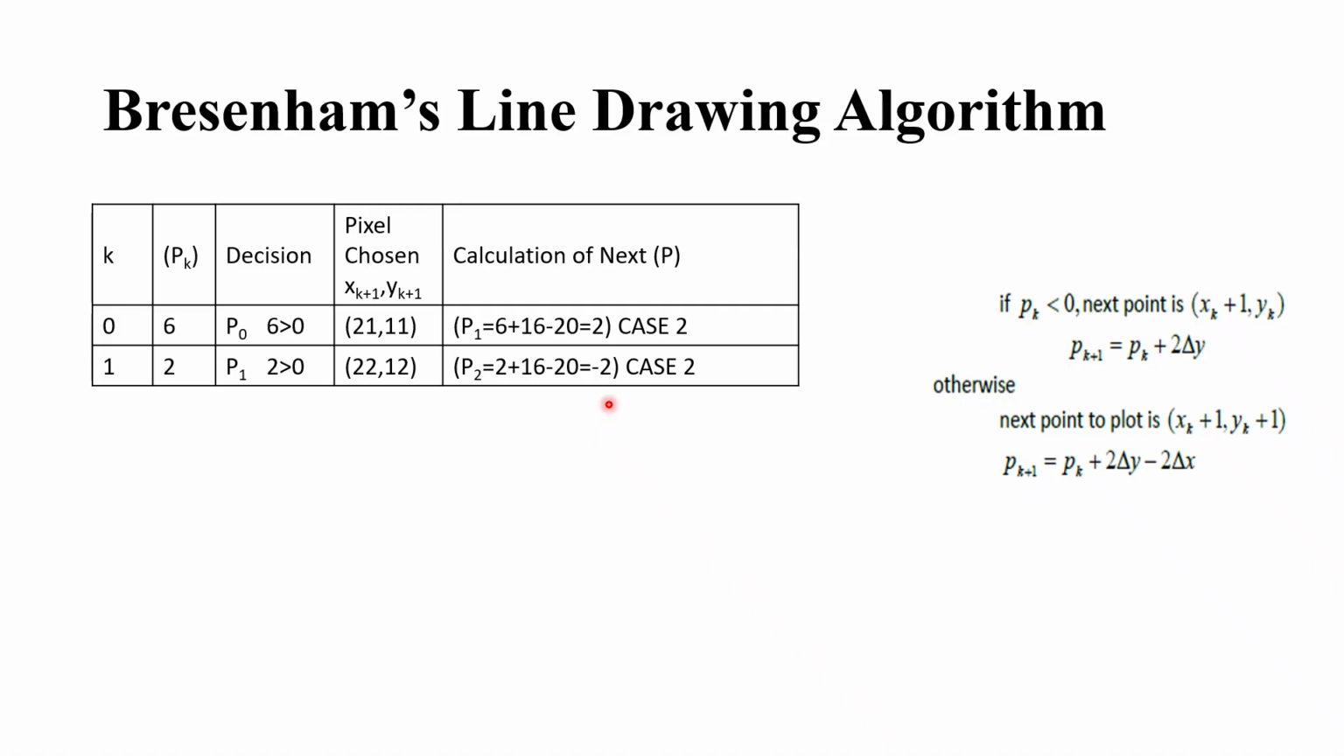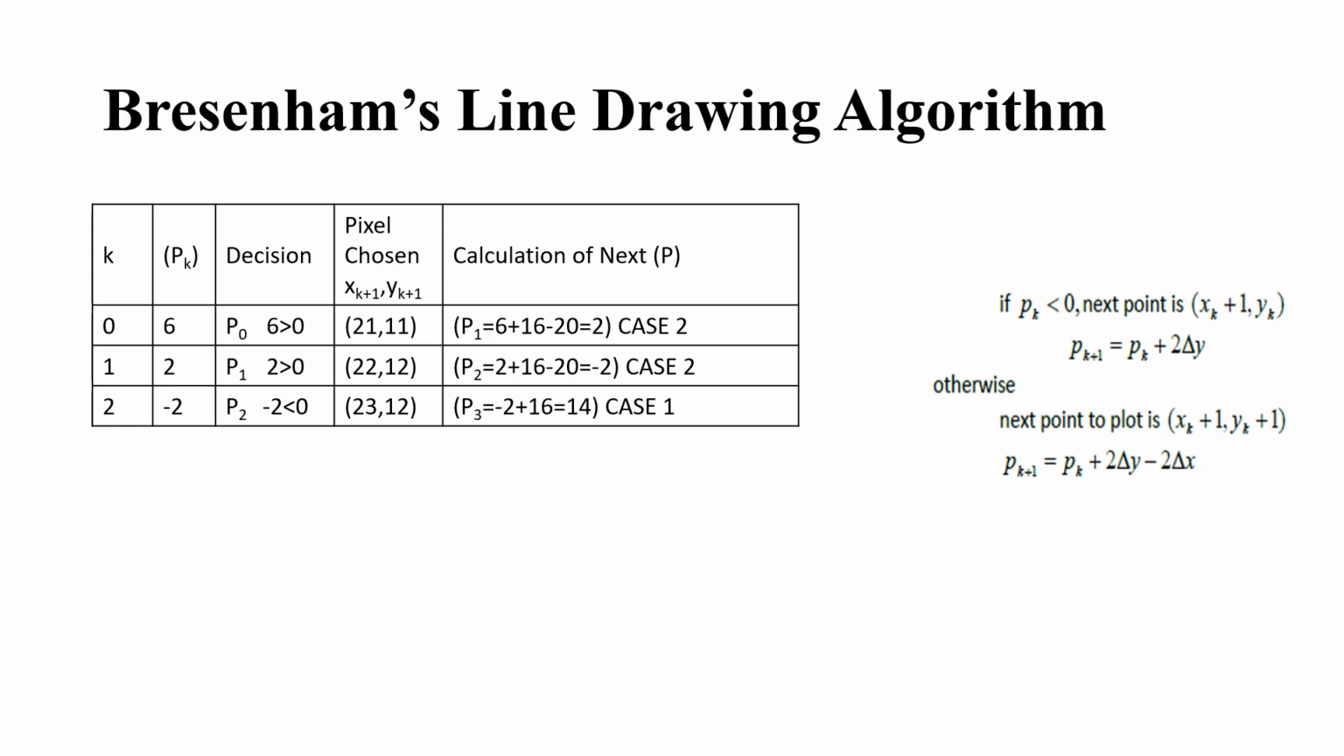Sorry, the value is minus 2 here. So 2 plus 16 is 18, 18 minus 20 is minus 2. Since this is minus 2, it falls under case 1. Why? Because it is less than 0. If minus 2 is less than 0, x will be incremented by 1, y will remain the same. That is why x is incremented by 1 to 23 and y remains the same as 12.